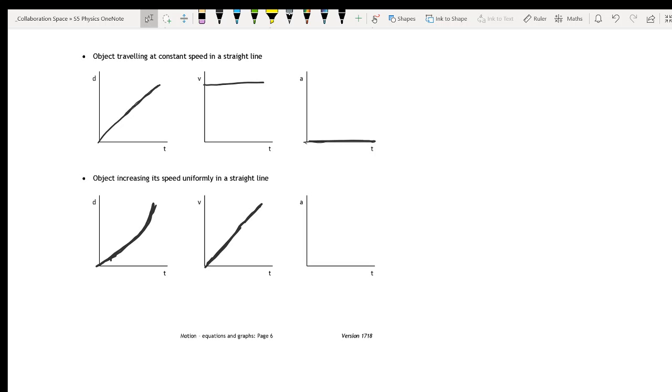Increasing speed uniformly in a straight line means it's going to be covering more distance, so the gradient will be increasing. It starts off with a lower gradient and gets steeper and steeper. But the speed is increasing uniformly, so the speed is increasing the same amount each time, and that should be a straight diagonal line. If the speed is increasing uniformly, we've got a uniform acceleration, so a horizontal line above 0.